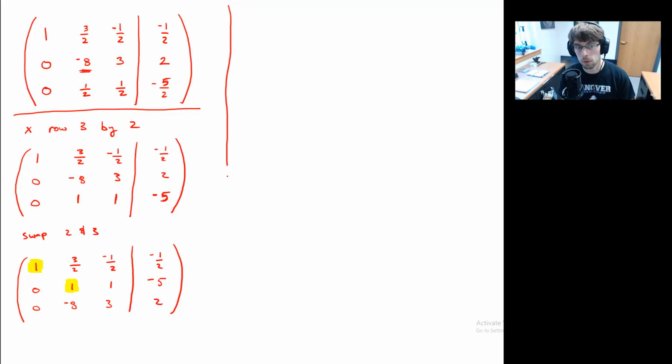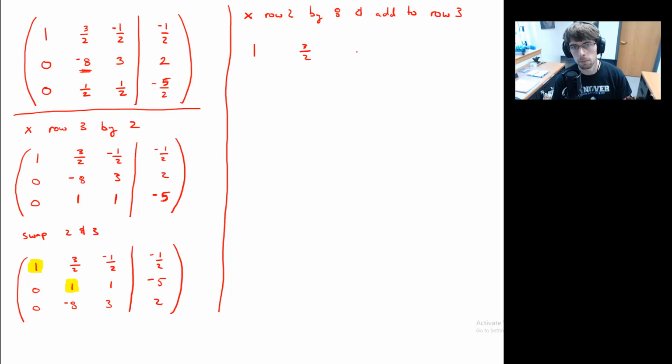So you hopefully see where we're going with that. We're going to multiply row 2 by 8 and add to row 3. Okay. So let's go ahead and do that. We don't touch row 1. And I'm going to leave myself a little bit more spacing than usual. Okay. Row 2 we don't have to do anything with. We still have 1, 1, and -5. And it's row 3 that we have to worry about.